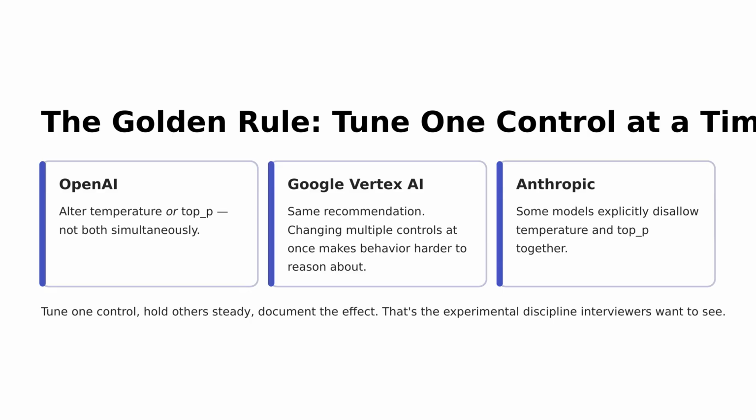Here's the key rule for tuning. Change one control at a time. With OpenAI and Google Vertex AI, the guidance is to adjust either temperature or top P, not both together, because changing multiple settings makes the model's behavior much harder to interpret. Anthropic goes even further, with some models not allowing both at once. The disciplined approach is simple. Tune one variable, keep the rest fixed, and document what changed.